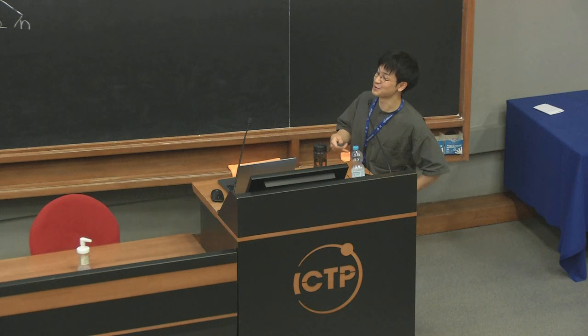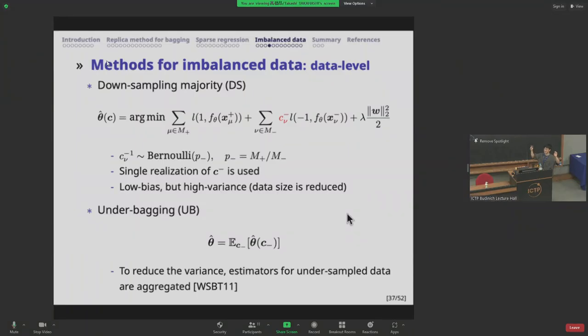So you mean that you need a clarification of the more data in underbagging? Because in the downsampling case, only one realization of C is used, right? So in this realization, there are many zeros. The data point with C equal to zero is not used, so it's never used in the training. But if we consider many realizations of C, all of the data points may appear in the training, so the used data points are different.